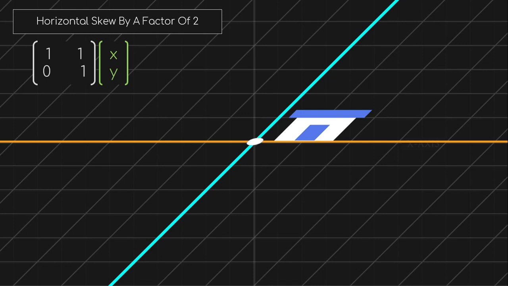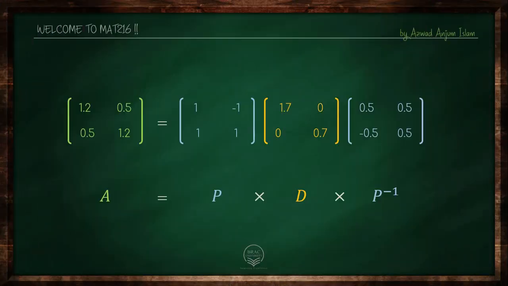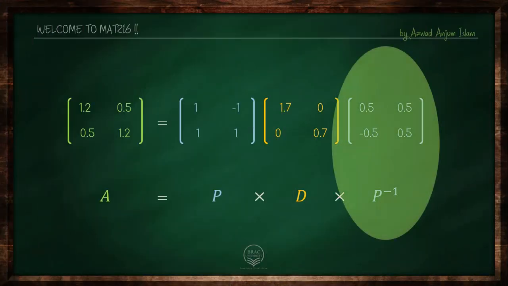So there must be some transformation. If we can find one transformation that will map the eigenvectors to our standard basis vectors, in other words, to our standard x-axis and y-axis, that would really make things easy for us, right? And that is exactly what diagonalization does.